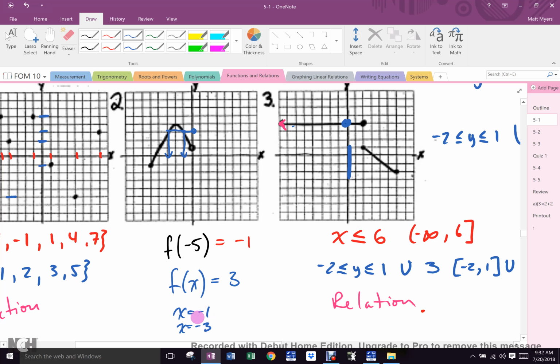Yeah, Jesse. Yep, sure. So this one would be negative 1, 3. And this one would be negative 3, 3. Because the output, the f of x, was 3, and I know that the f of x is actually a y value. Cool? Everybody cool?